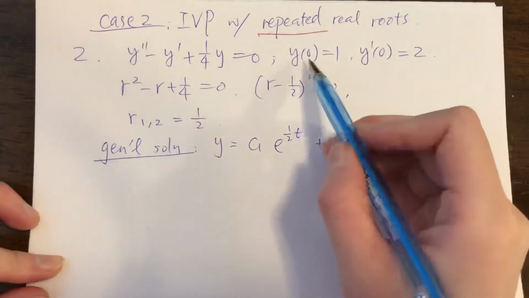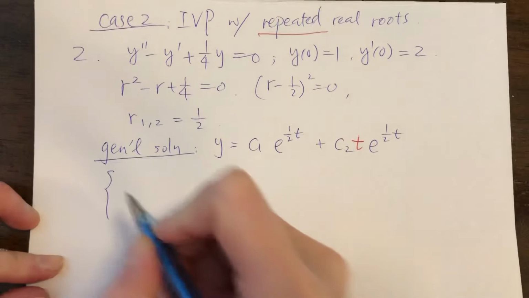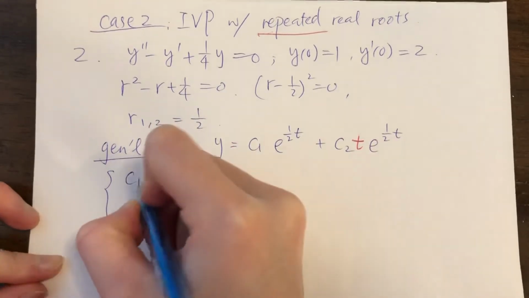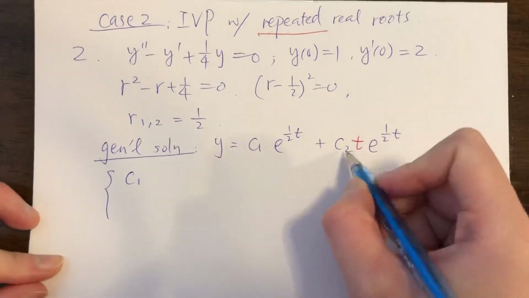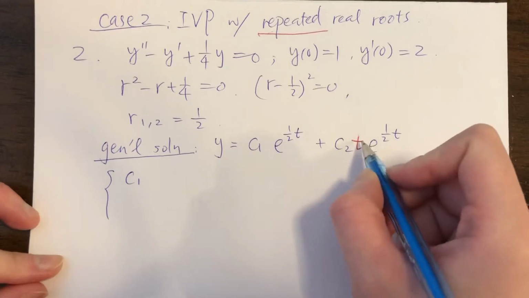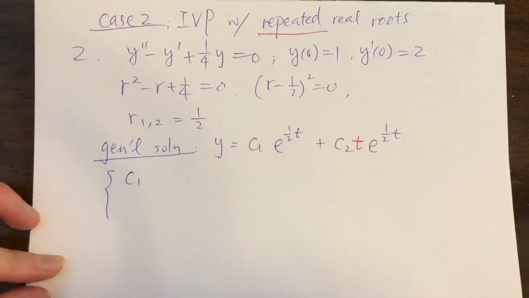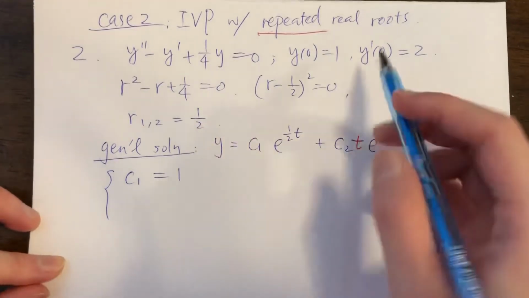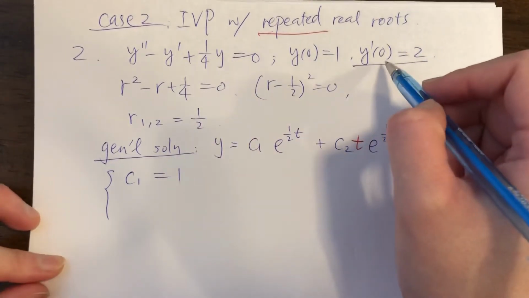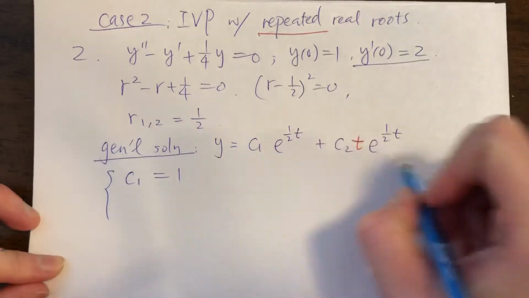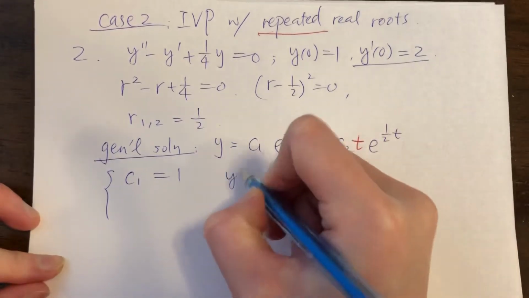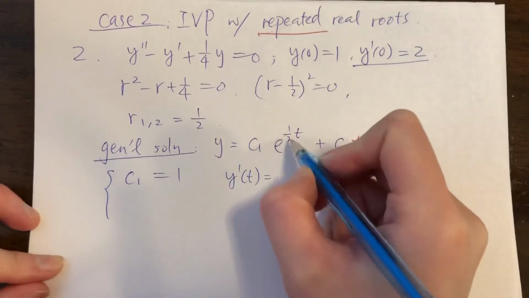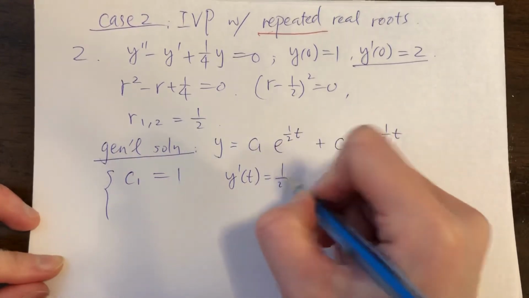So for example, if you plug in 0, you get 1. So then that means C1. Now this whole term will be 0 once you plug in t equals 0. So that tells you C1 is 1. And then to use this second condition, we need to take a derivative of this whole thing, right?